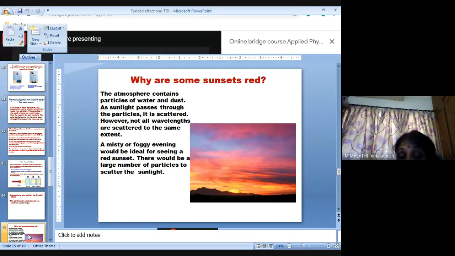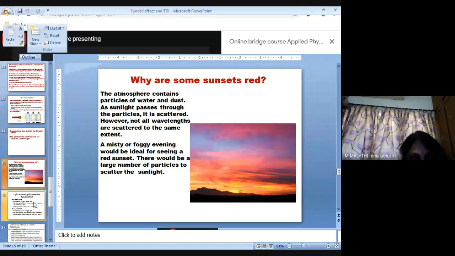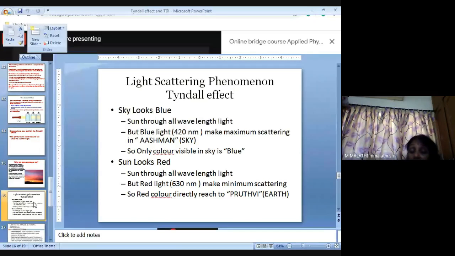A misty or a foggy evening would be ideal for seeing a red sunset. There would be a large number of particles to scatter the sunlight. Because of that only you can see a red sunset. Only on a misty and foggy evening, because particles are there to scatter the light.